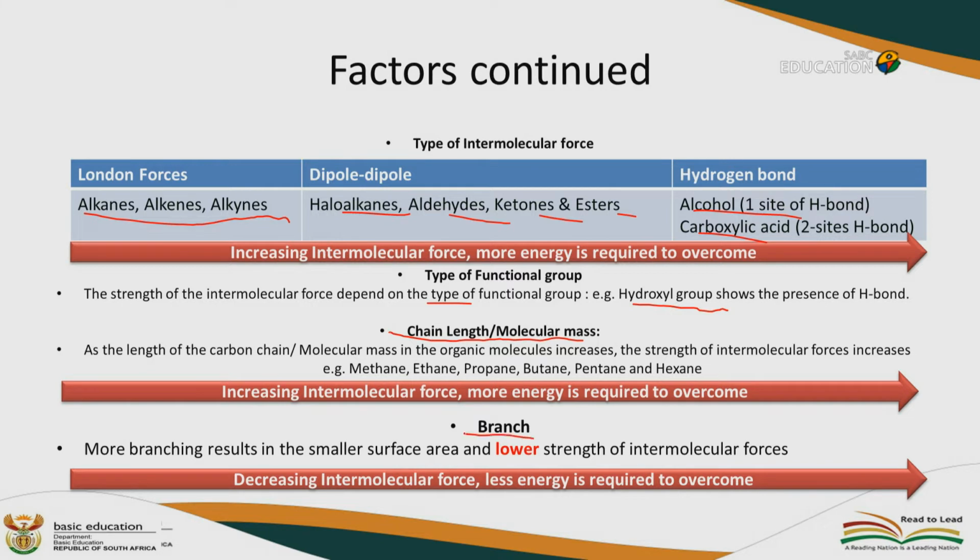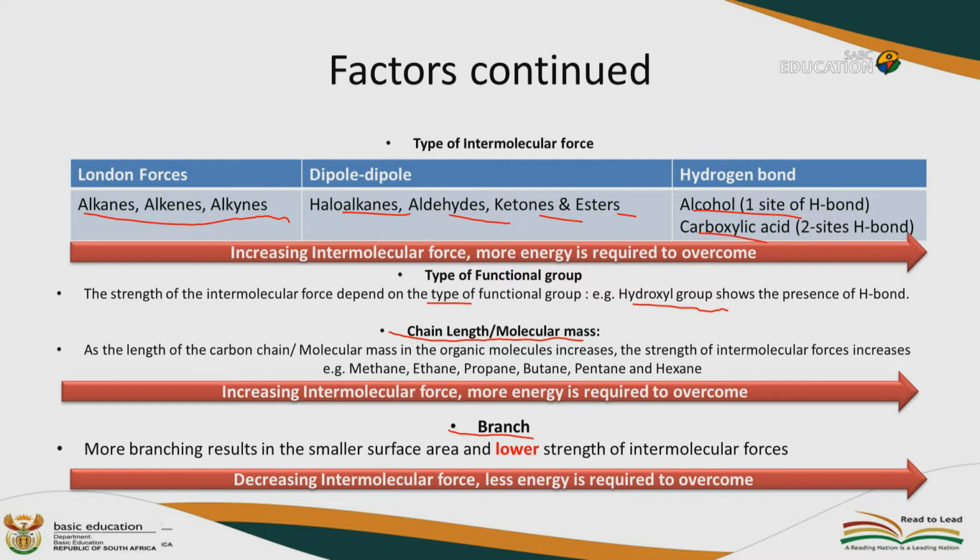Now, the last one, we're looking at branch. When the number of branches is increasing, more branches will result in a smaller surface area and lower strength of intermolecular force. So that's what we are saying. When you have more branches, the strength of the intermolecular force decreases. It becomes low. So you got to understand at all times.